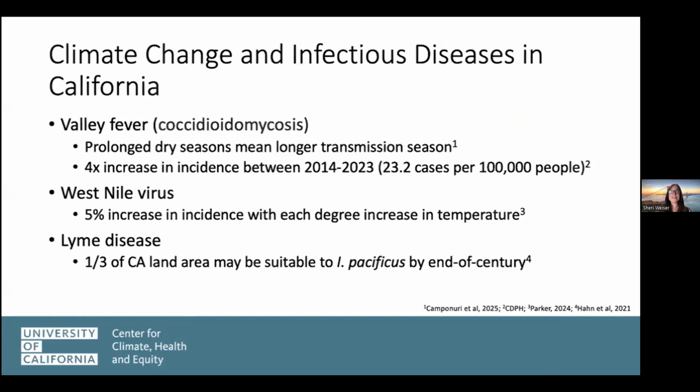Heaney will be speaking about this shortly. West Nile virus is also becoming much more of a concern. So a recent study, for instance, found a 5% increase in incidence with each 1 degree increase in temperature. Finally, with the changes in temperature, humidity, and the spatial distribution of host animals, it is actually predicted that a third of California's land area may become suitable to the ticks that are the primary vector for Lyme disease.